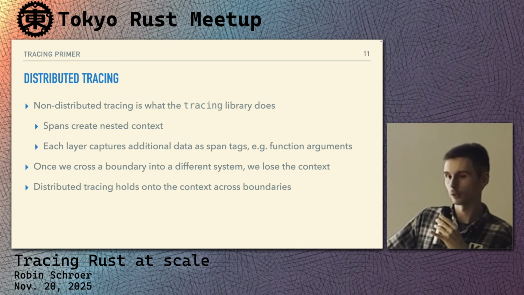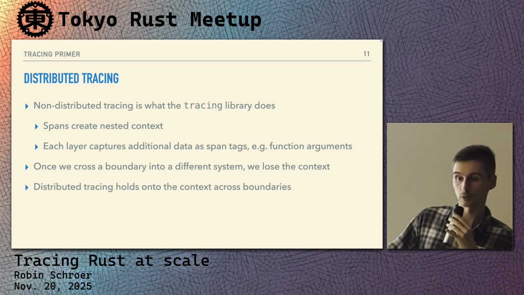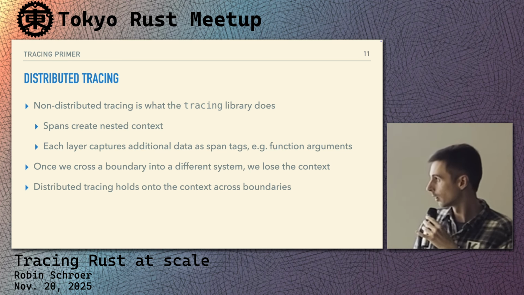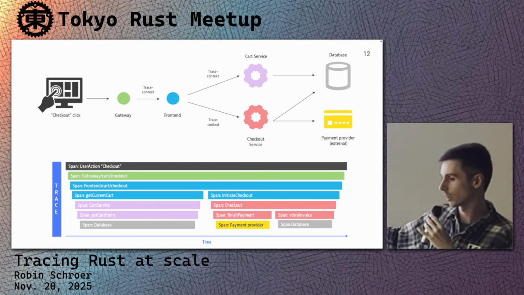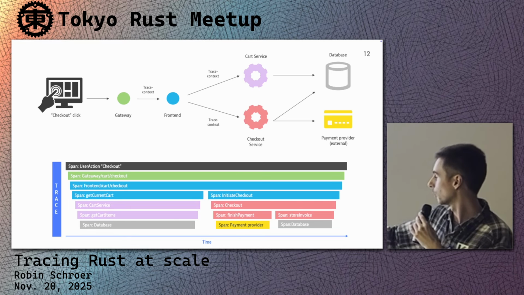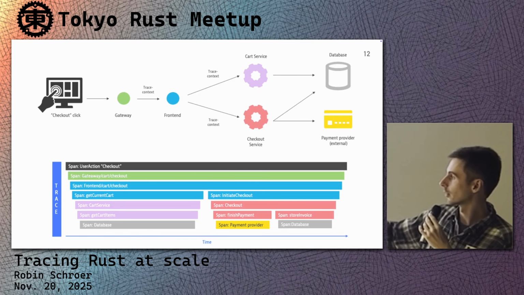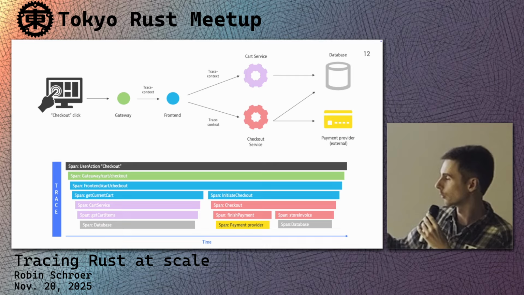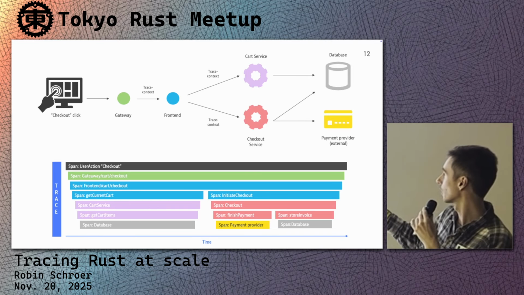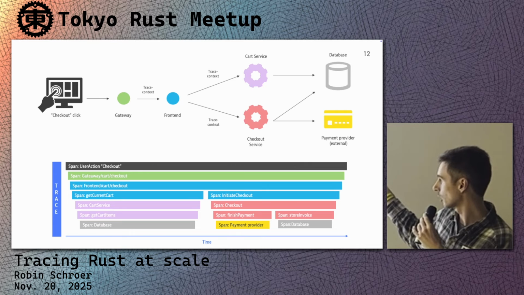So we know what all the context in a different system was, or maybe the system before that even. And you would then visualize that similar to this. So again, we have a trace down here, this time a different one. And at the top, we can see the actual flow. So on the left, we have the user clicking checkout, and it's a gateway and a front end, and then there's several services, there's a database, there's an external provider.